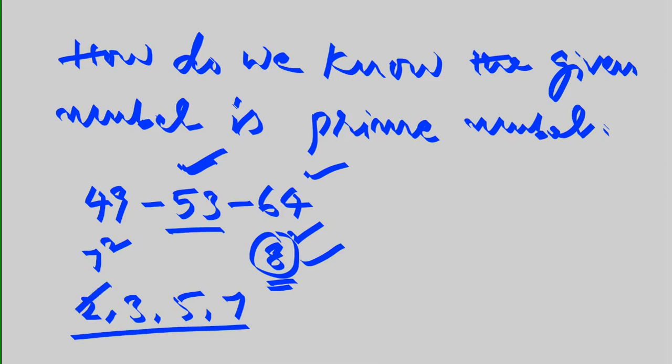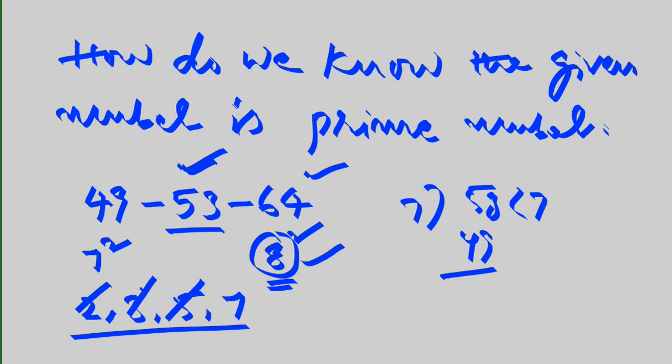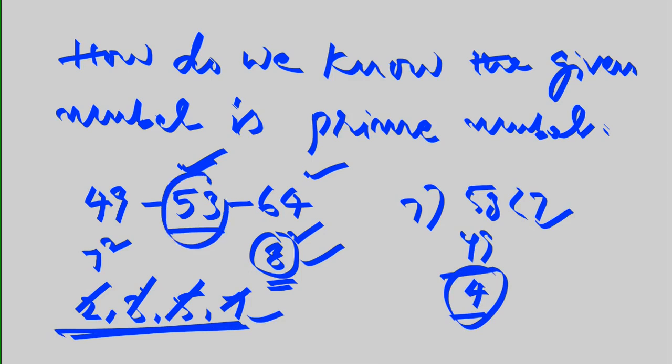And for 3, 5 plus 3, 8. It is not divisible by 3 also. And for 5, the last digit must be 0 or 5. No, not divisible by 5 also. And for 7, if we divide 53 by 7, 7 sevens are 49, so 4 is left. So it is not divisible by 7 also. So if it is not divisible by all these prime numbers, then it is a prime number. So this is the way of finding whether the given number is a prime number or not.